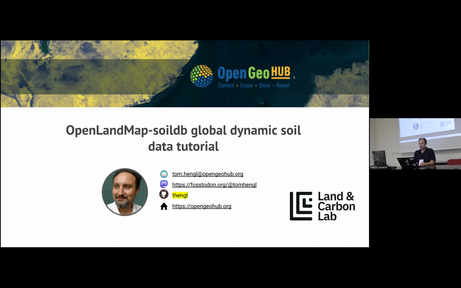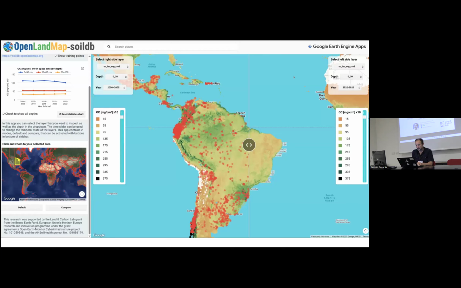And I'm also giving a webinar next week to GeoLDN, the UNCCD affiliated organization. So they're very interested to use this data as an official data set for global land degradation assessment. The data is called OpenLandMap-soildb. It's about mapping soil properties at 30-meter resolution and dynamically, so you can see changes in soil properties.